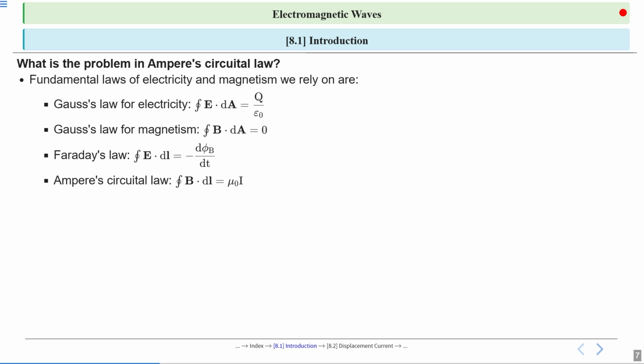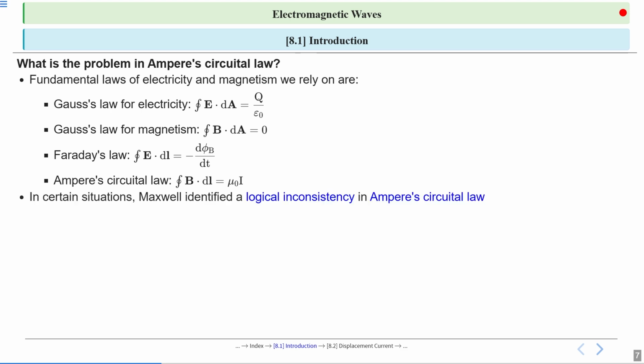So what was the problem with Ampere circuital law? We are going to discuss in detail. In certain situations, Maxwell identified a logical inconsistency in Ampere circuital law. So he identified some discrepancy, something missing in the Ampere circuital law. Ampere's law violates the principle of charge conservation in the charging capacitor.